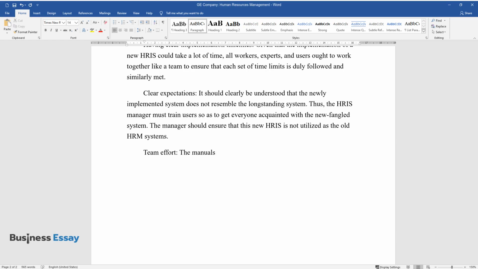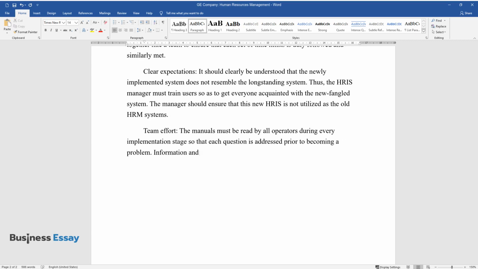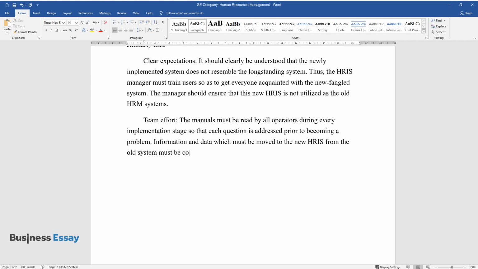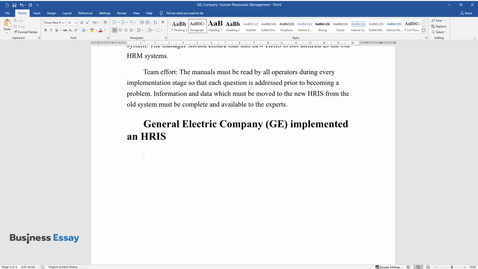Team effort. The manuals must be read by all operators during every implementation stage so that each question is addressed prior to becoming a problem. Information and data which must be moved to the new HRIS from the old system must be complete and available to the experts. General Electric Company, GE, implemented an HRIS.